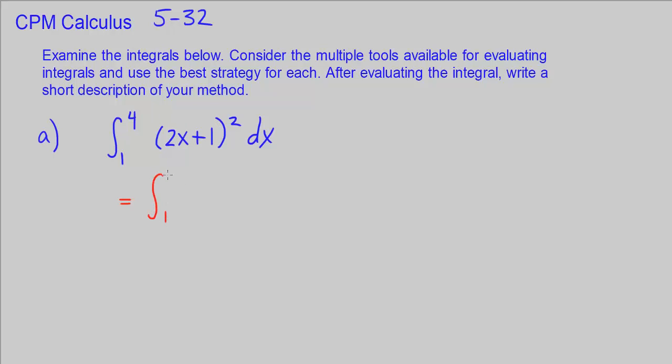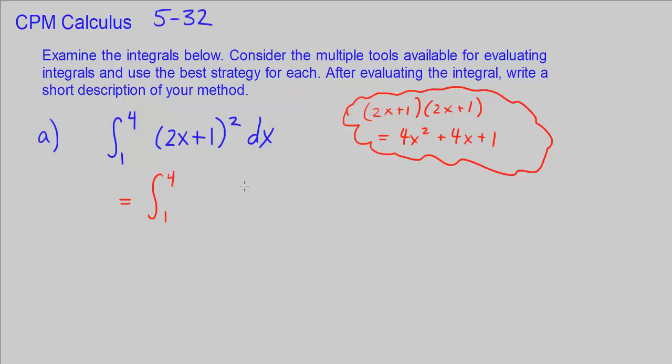So that's the integral from 1 to 4, and we're going to distribute 2x plus 1 times 2x plus 1. We know that's equal to 4x squared plus 4x plus 1, right? So we're going to write that here as 4x squared plus 4x plus 1 dx.